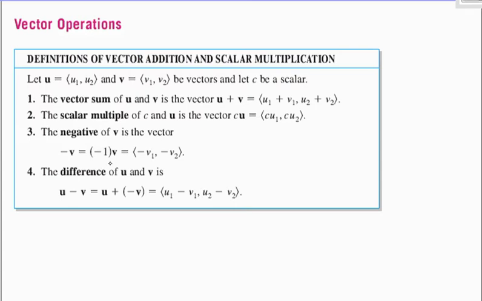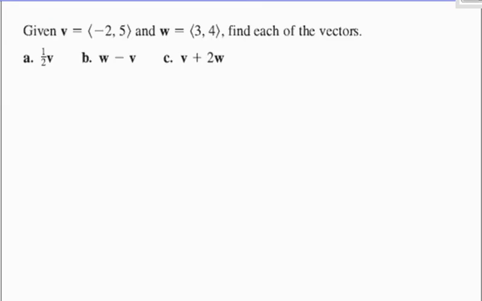Instead of going left and up, we'd go down and right. And then we can subtract vectors. Just like we add them, we can find the difference just by subtracting the left-right and the up-down components. Pretty straightforward. Okay, here's an example.